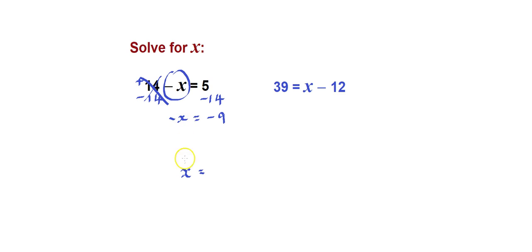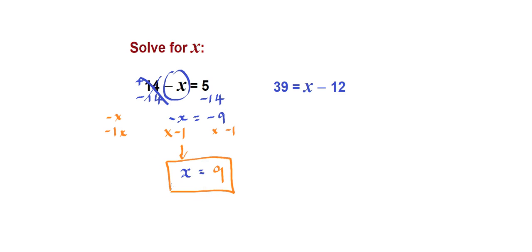Now I don't want minus x. I need it to be a positive x. So what do I do? Well, I simply multiply this minus x by minus 1. Because what this really means is not minus x, it's minus 1x, right? So if I take minus 1x times minus 1, what do I get? I get positive x, or positive 1x. And whatever I do to one side, I do to the other. Times it by minus 1. Minus 9 times minus 1 is 9. And so I know that x equals 9.